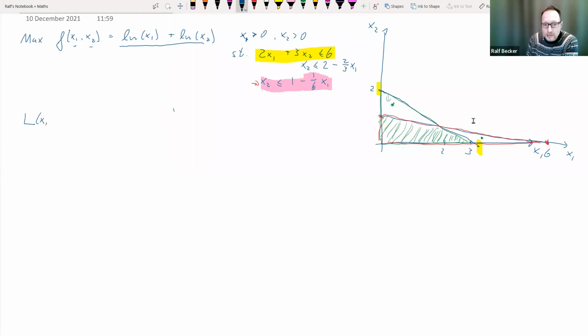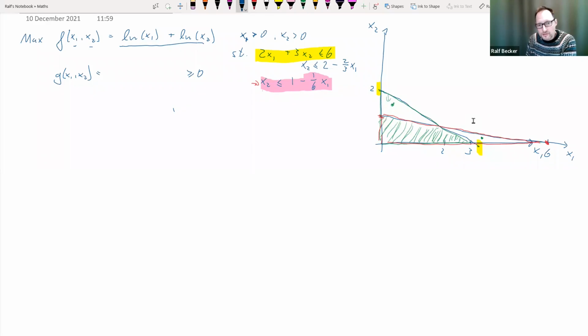Before I do that, we'll set up the constraints. We know the constraints have to be formulated such that we have them larger or equal to 0. So let's look at that first constraint here. How do we formulate that so that we have that larger or equal to 0?